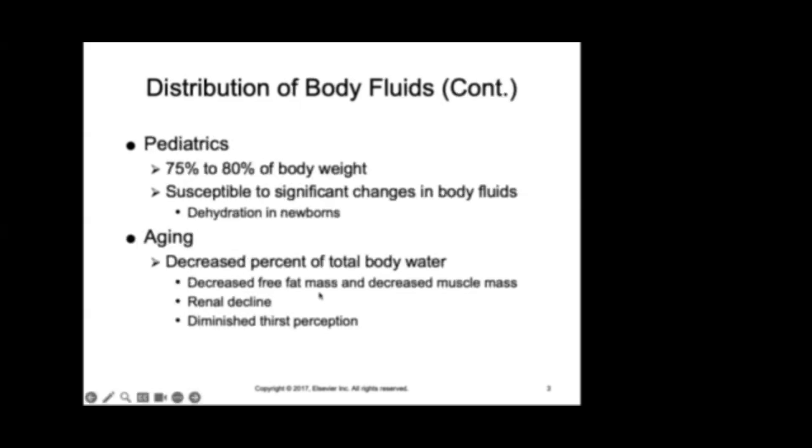If we look at children in pediatrics, water makes up between 75 to 80% of your body weight, and you're susceptible to significant changes in body fluid. Dehydration in newborns is a big deal because they have a large surface area to volume ratio. In the aged, we have a decreased percent of total body water, and so we have decreased fat-free mass and decreased muscle mass. We have a decline in renal function and diminished thirst perception.